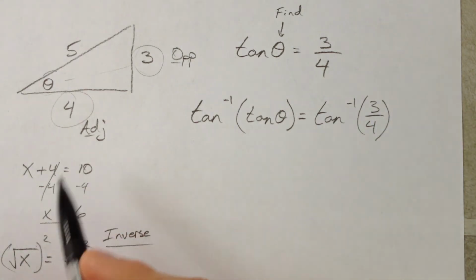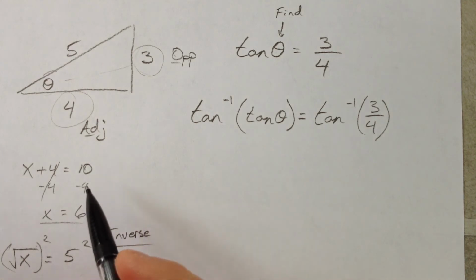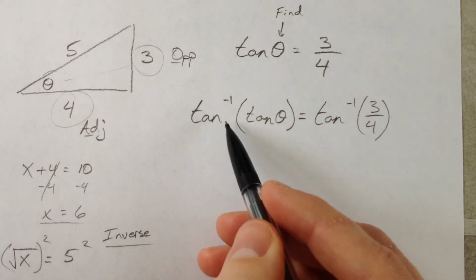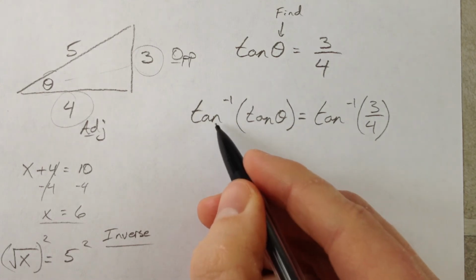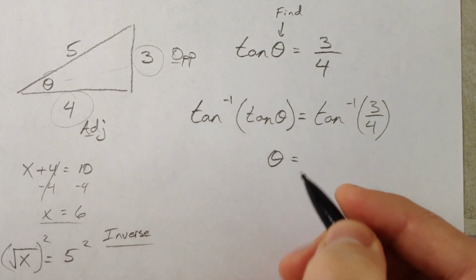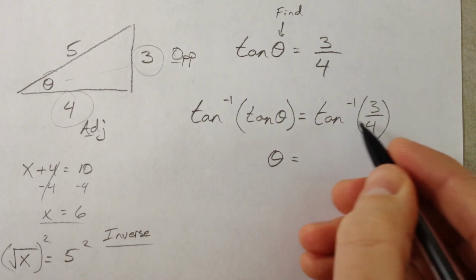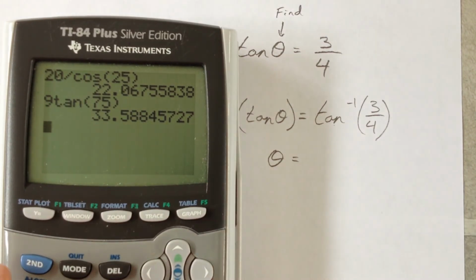It's a little bit different from the minus 4, because minus 4 you just do to both sides, but you don't subtract 4 of something. In this case, we are taking the inverse tangent of. Now when you take the inverse tangent of tangent, it frees the theta from the captivity of the tangent. And then inverse tangent of 3/4, that's a calculator question.